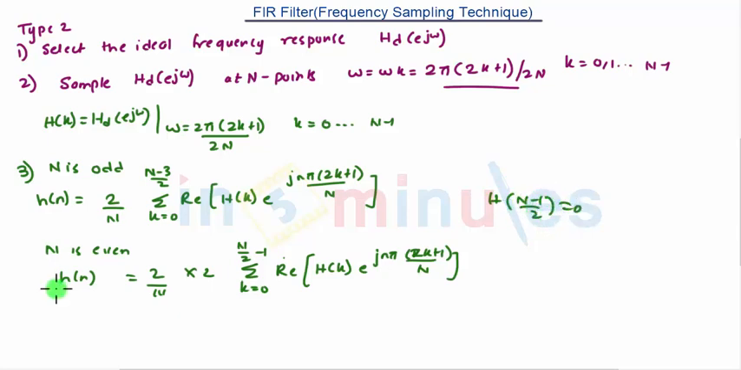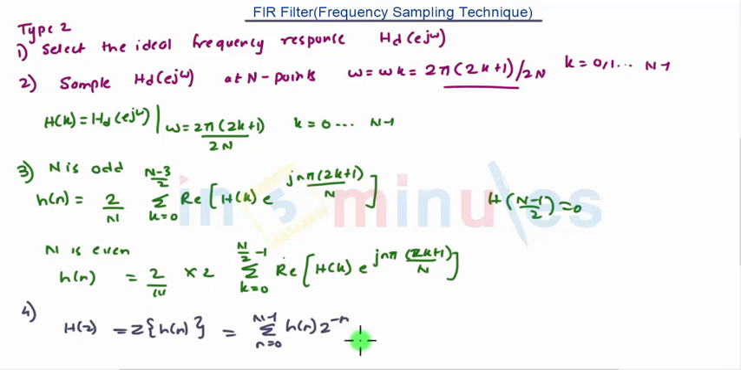And the last step is again taking the Z transform, which is given by the same step. So these are the type 1 and type 2 design methods.